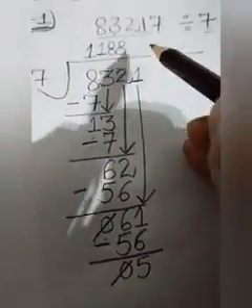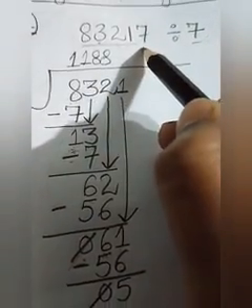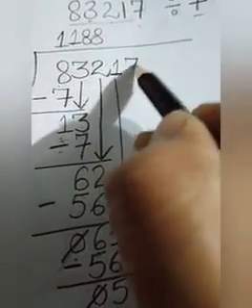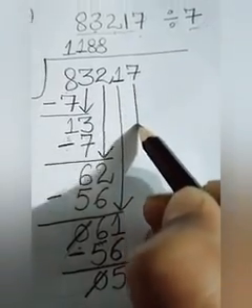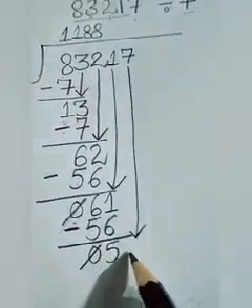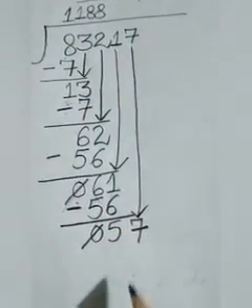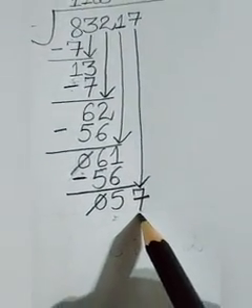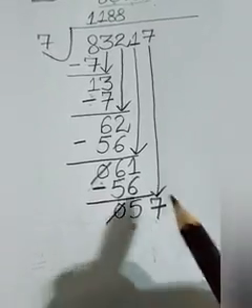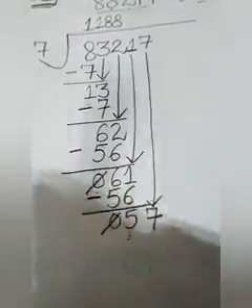Now we will see the statement. Which digit is there? 7 is there. So we will write here 7, and this 7 will be brought downside and written with 5. So now it has become 57. Now we will divide 57 by 7.